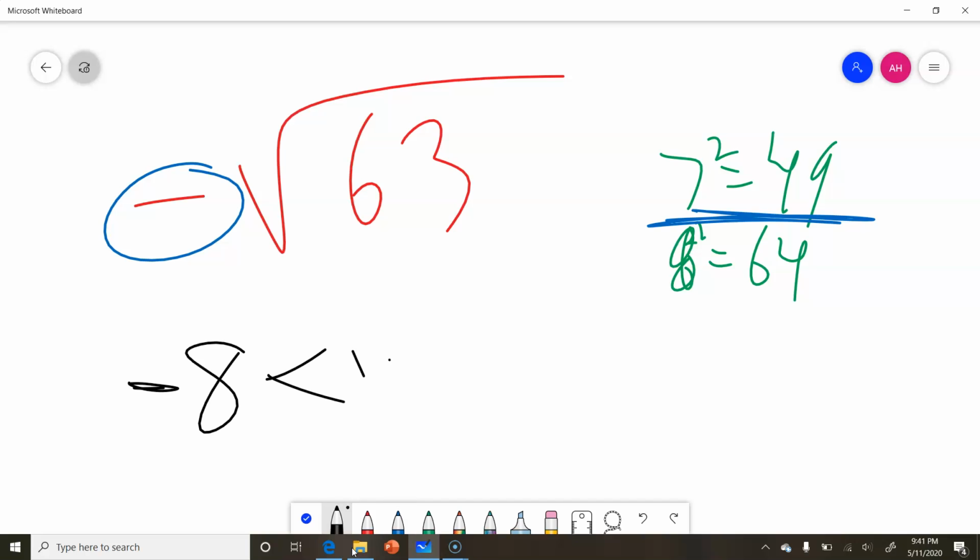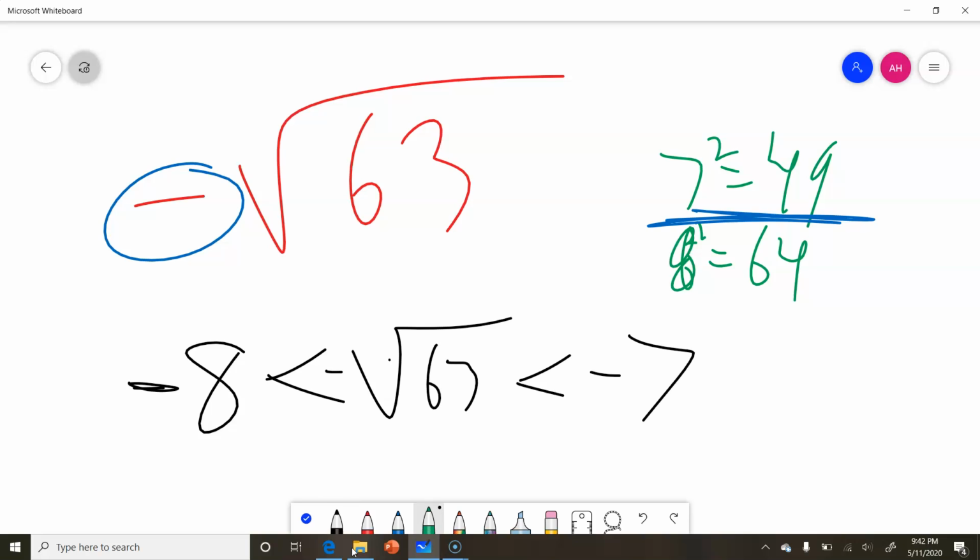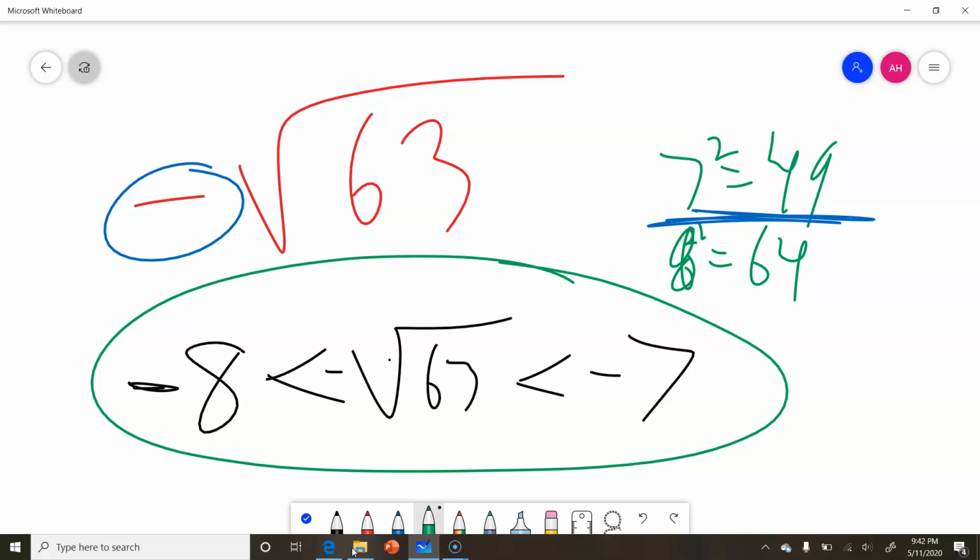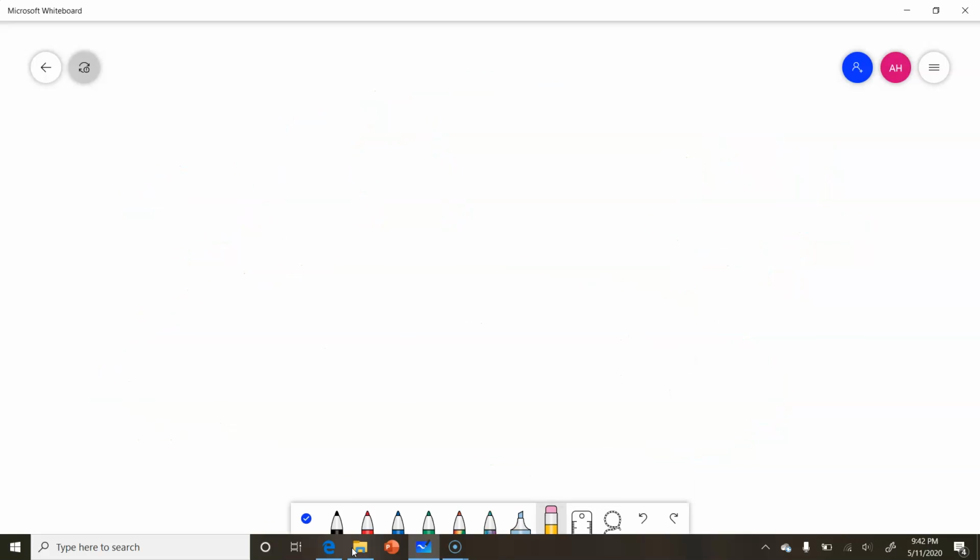Negative 8 is less than negative square root of 63, which is less than negative 7, right? It's the inverse order. Okay, but it's the same idea. I just find which one it is between, and then I write my answer. Okay, not too hard. You guys can do that.